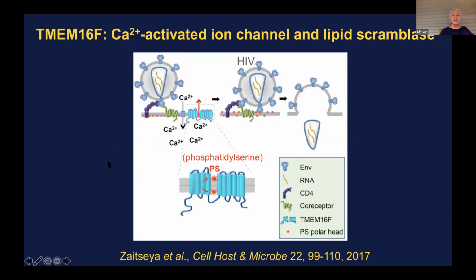TMEM16F also helps with fusion between host cells and HIV virus. In this case, the envelope protein interacting with the co-receptor leads to increase of internal calcium concentration, and that causes activation of TMEM16F and the flipping of lipids, scrambling of lipids, exposing phosphatidylserine on the surface, and that facilitates the fusion of the virus with the cell.